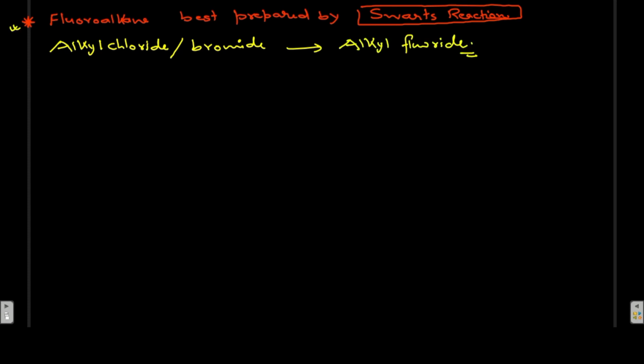In Finkelstein, higher halogen replaces lower halogen, but here it is just the opposite. Lower halogen replaces higher halogen. In this way, you can say that the Swarts reaction is just opposite to the Finkelstein reaction.